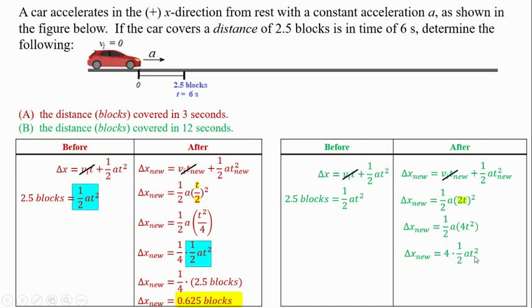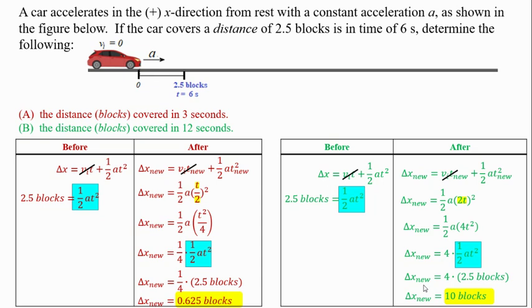1/2 AT squared is your baseline, aka your reference point, which is on the left side of this table again. But 1/2 AT squared is simply 2.5 blocks. So you're just going to do an easy substitution. Carry the 4 down. Wherever the 1/2 AT squared is, you're going to replace it with the true statement, which is 2.5 blocks. So here, X new is equal to 10 blocks. Because the displacement function is a quadratic formula, doubling the time is actually going to quadruple the distance covered.